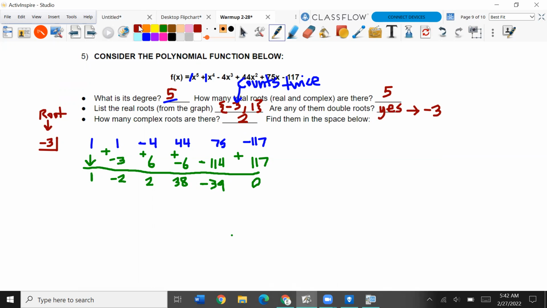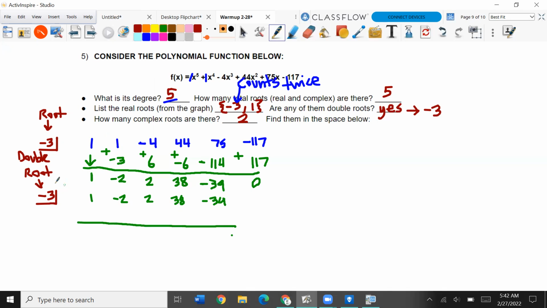Now we're going to repeat it again. We're going to have to do this 2 more times. So you're going to do the -3 again because it's a double root, right? So anytime you have a double root, you're going to have to count it twice. You're going to have to use synthetic division one more time. So again, I'm going to write the 1, -2, 2, 38, -39. And I'm going to do it again. Let's separate those out here.